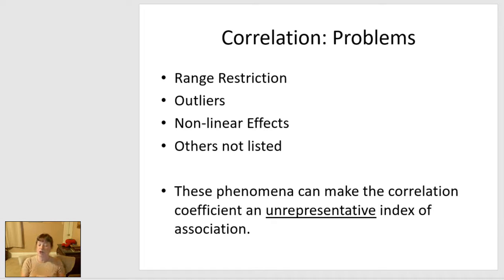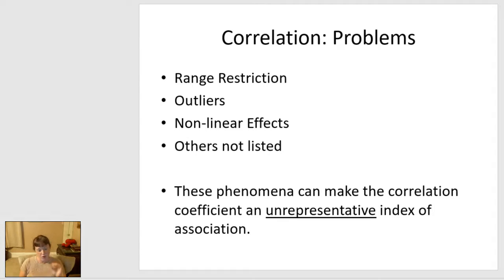And the three that we're going to go over are range restriction, outliers, and nonlinear effects. These are the three types of problem data that if you see them, you're going to be like, whoa, I should not calculate the correlation. And you know you have these three problems by looking at the scatter plots. If you see these three types of problems in the scatter plots, then you know you should not calculate the Pearson product moment correlation coefficient, affectionately known as the correlation.